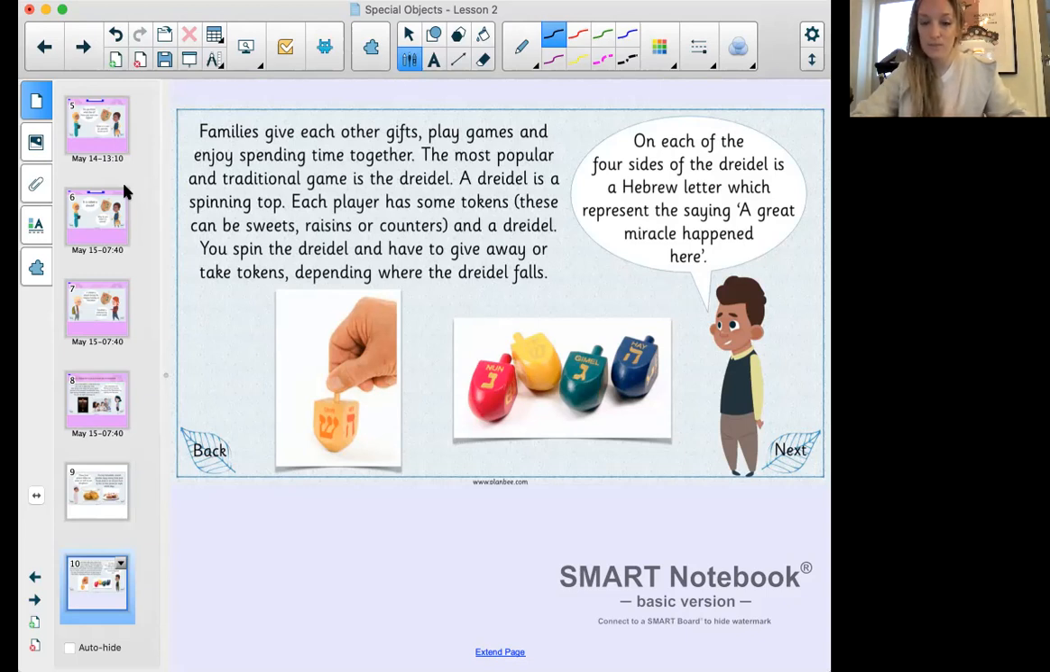where the dreidel falls. And we spoke a few slides back about how we had some interesting writing on the side, and we said it wasn't the alphabet that we know, it wasn't the English alphabet. On each of the four sides of the dreidel is a Hebrew letter, which represent the saying, a great miracle has happened here. And each of those letters also has a little instruction, and it tells you if you have to put all of your coins in, or if you get to take some of your coins, or if you have to share the pot. So it's a good game of chance where you get to win, hopefully, some sweet treats.